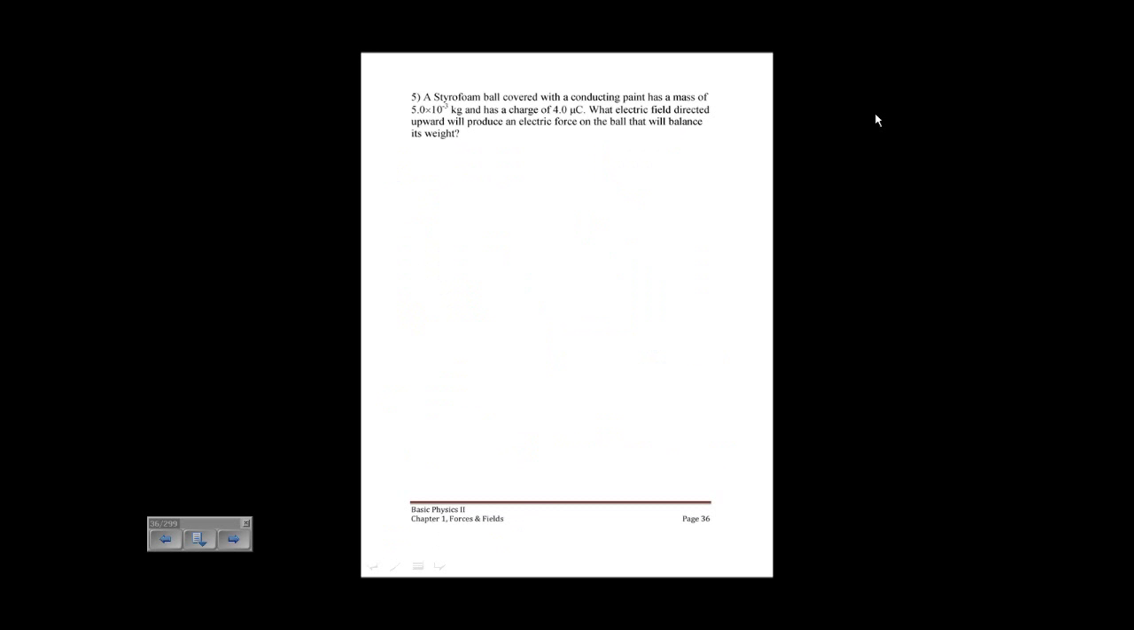Alright, a styrofoam ball is covered with conducting paint, has a mass of 5 times 10 to the minus 3 kilograms, charge of 4 microcoulombs. What is the electric field directed upward that will produce an electric force on the ball that will balance its weight? So, electric field up. Here's our styrofoam ball. We know that the force due to the electric field is up because it has a positive charge. And then we also have the weight.